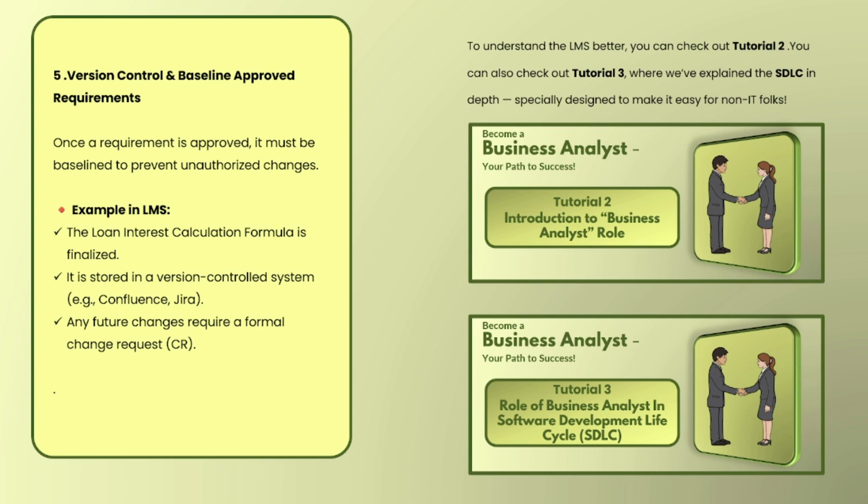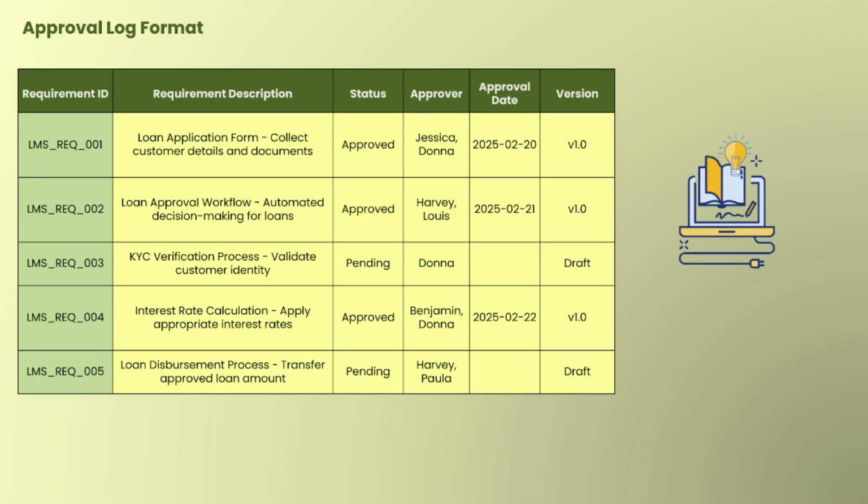Well, let us see an example so that you will get the exact idea of what I am trying to tell you. See, this is the approval log format. Here we have written the requirement ID, let us say LMS requirement 001. Requirement description: loan application form, collect customer detail and document. The status here is approved. The approvers are Jessica, then Donna, then the approval date is there, and the version is also written.